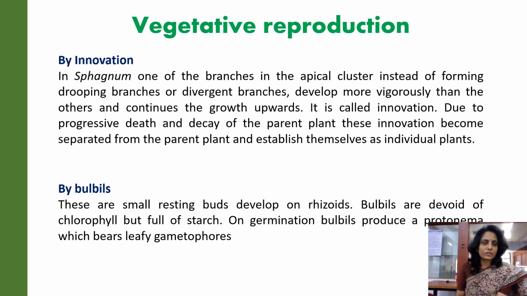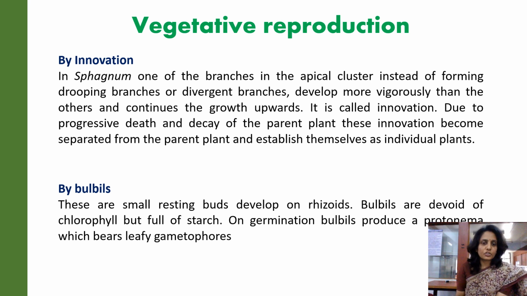By innovation. In certain mosses like Sphagnum, one of the branches in the apical cluster, instead of forming drooping branches or divergent branches, develops more vigorously than the others and continues the growth upwards. This is called innovation. Due to progressive death and decay of the parent plant, these innovations become separated from the parent plant and establish themselves as individual plants.